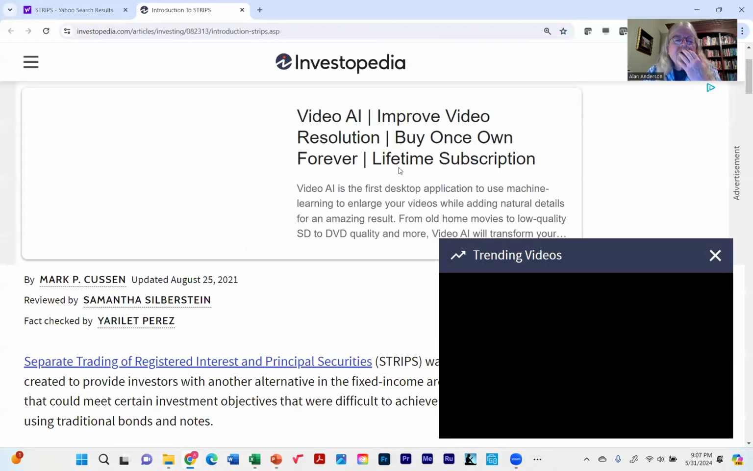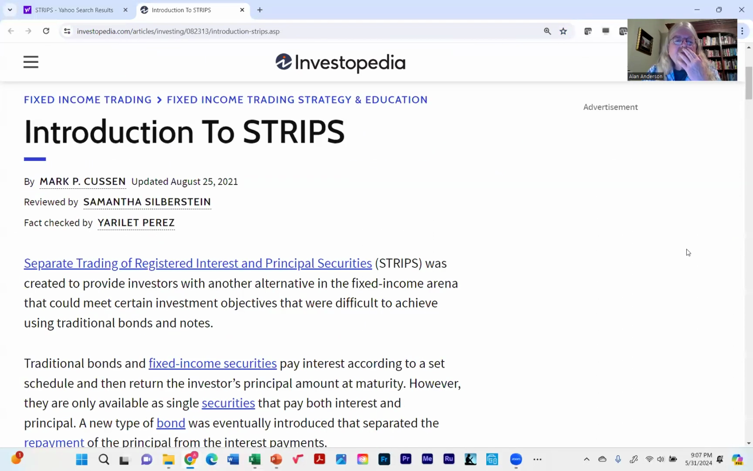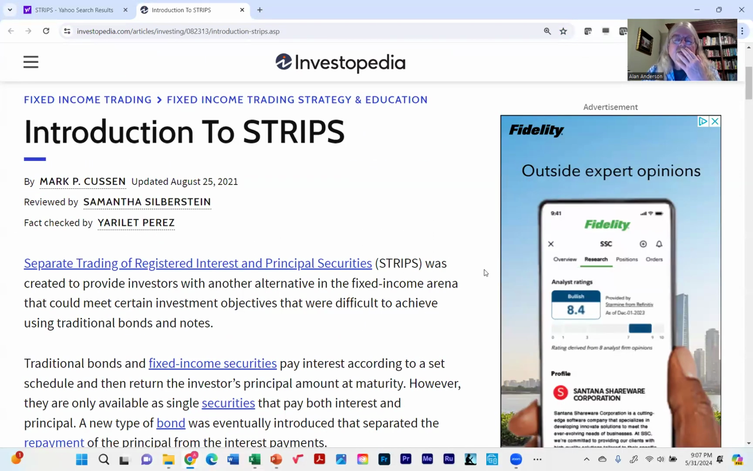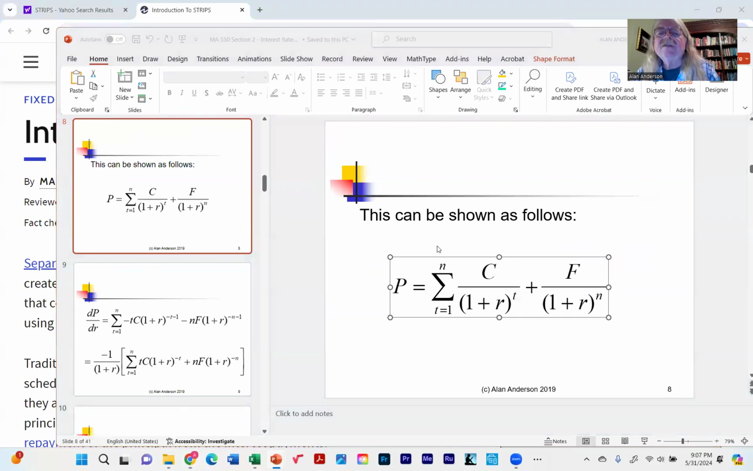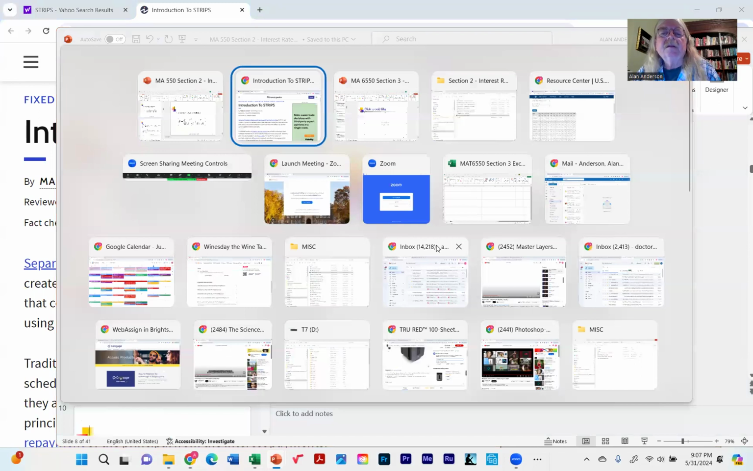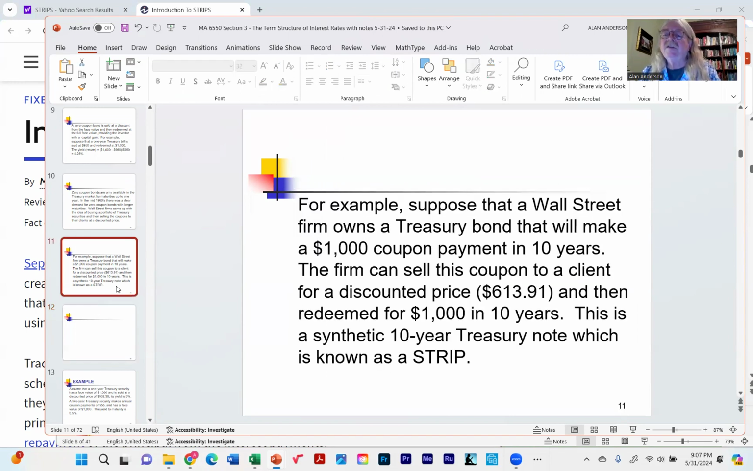Separate trading of registered interest in principal securities. Okay, so this was done to give more flexibility to investors who really do want these long-term zero coupon bonds. Now, you can imagine that they have some appeal in the sense that you're guaranteed a certain rate of return in the future. You don't have any coupons to reinvest. And that's very attractive to some investors.